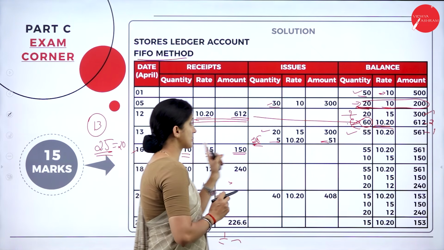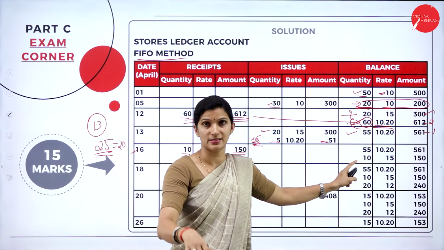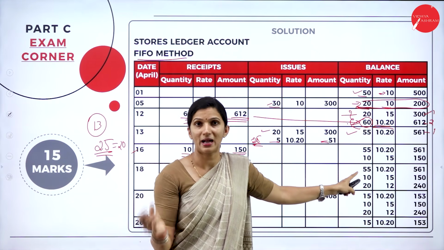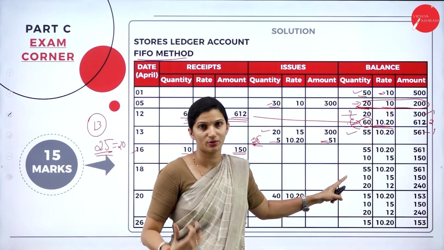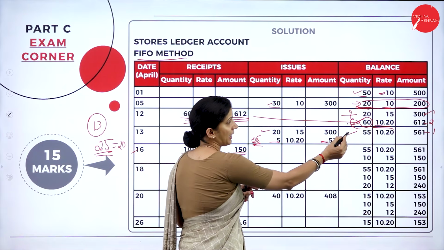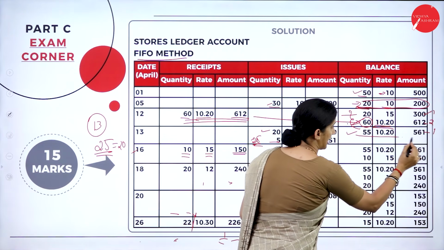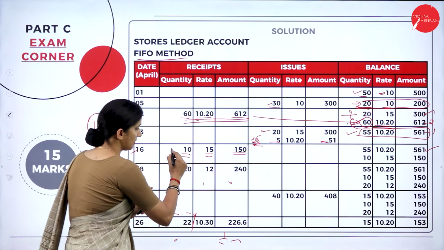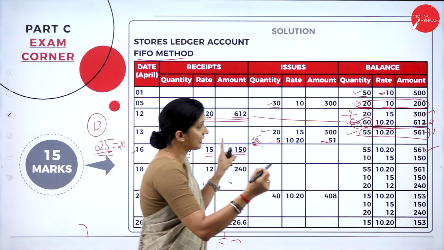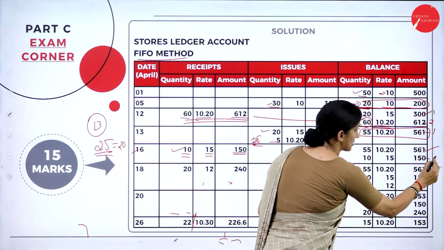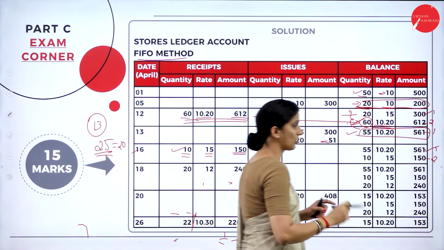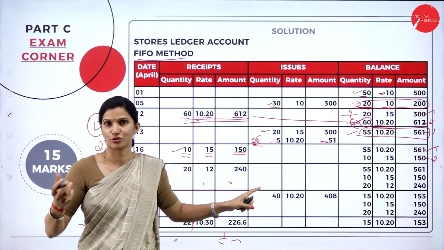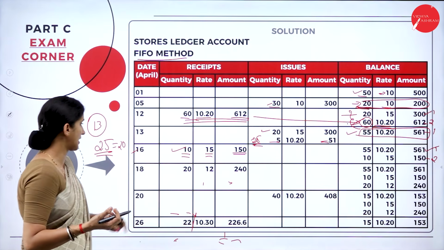Now, on the same day, on 16th, what is the balance after the receipt? What is the balance in the storeroom that we need to write? When you write the balance, you write the previous entire lot 1 as it is. Now, the additional purchase of 10 units goes to the second lot. So this is lot 1 and lot 2. So now the 16th transaction is done.